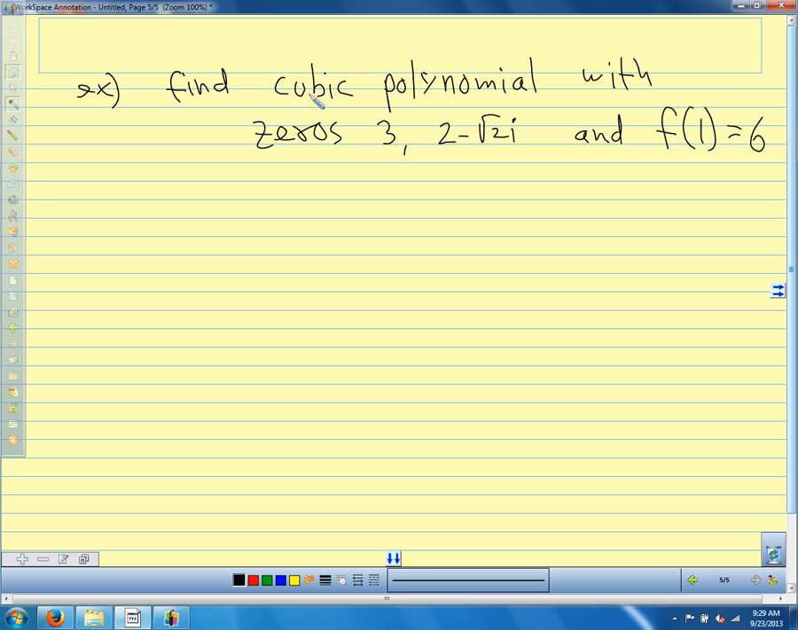Well, cubic polynomial, how many zeros does a cubic polynomial have? 3. How many zeros do we know? 2, but we know we can figure out the third one, right? What's the third zero? 2 plus square root of 2i is also a zero. Now what do we do with this f of 1 equals 6? I'm going to write out my polynomial.